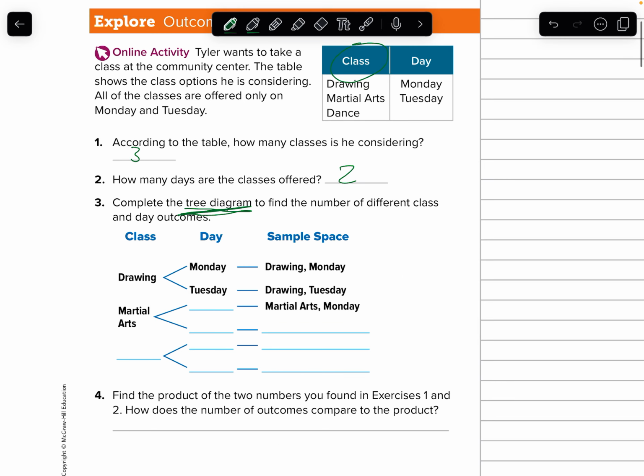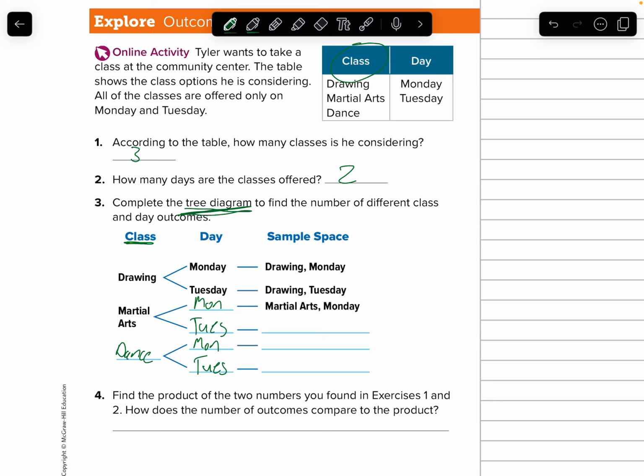So we fill out our first thing we can look at, the number of classes. Drawing, martial arts, and dance is the 3rd class. Okay, and we know for all of these, they're offered on Monday and Tuesday. So Monday, Tuesday, Monday, Tuesday, Monday, Tuesday. Okay.